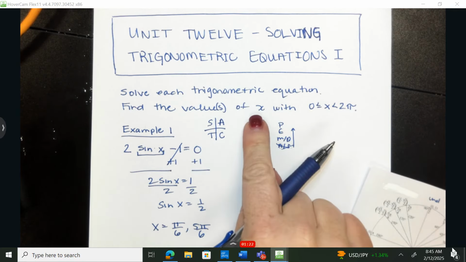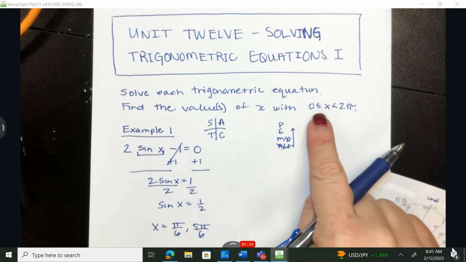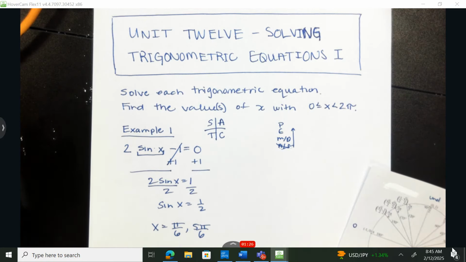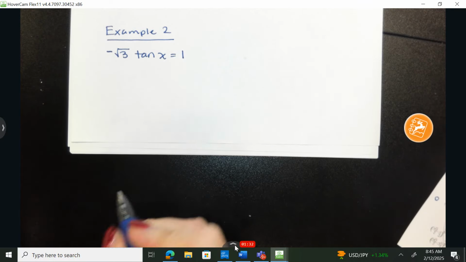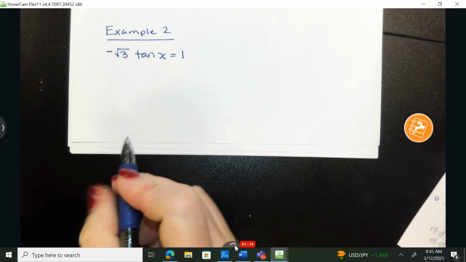Also notice that we do want to identify the values of x in terms of radian measurements. Let's look at example number 2. Example number 2 is going to follow the same procedures as example 1.